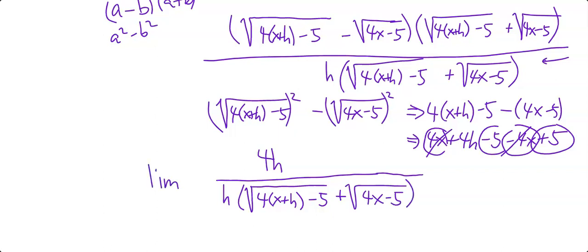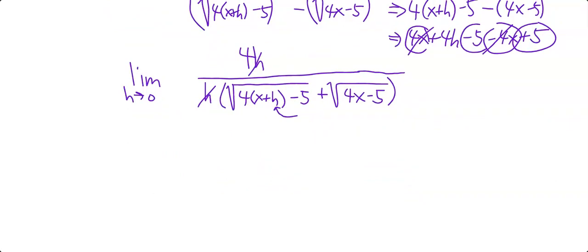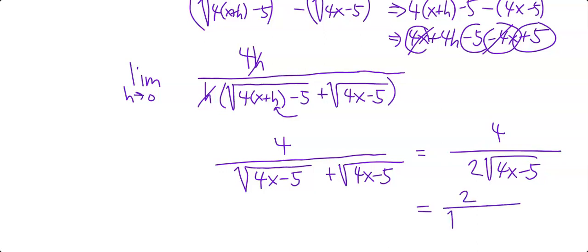Alright, now we're still doing the limit as h goes to 0, but the h here and the h here cancel. So now I can just put in a 0 right there. And let's see what happens when I do that. I have a 4 over the square root of 4x, and the h is 0, so it becomes just 4x minus 5, and then plus the square root of 4x minus 5. This ends up being 4 over 2 square root 4x minus 5, and the answer is just 2 over the square root of 4x minus 5.